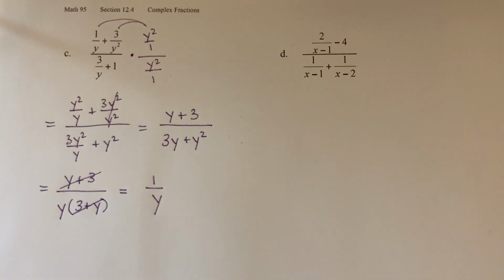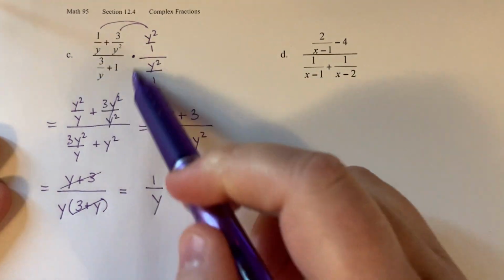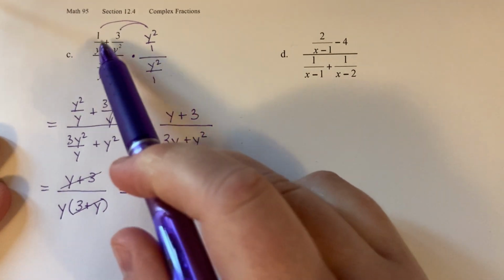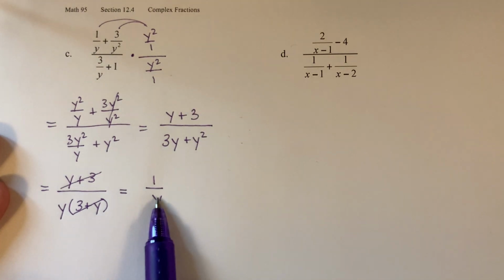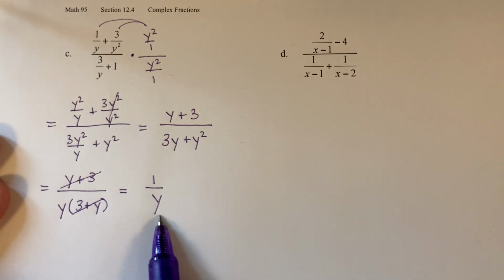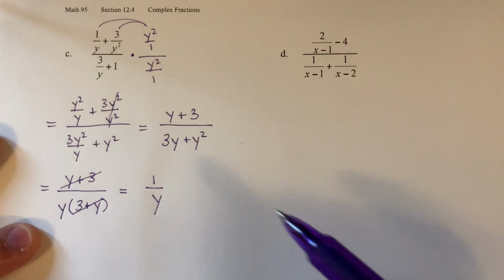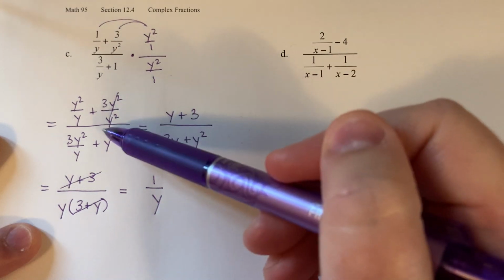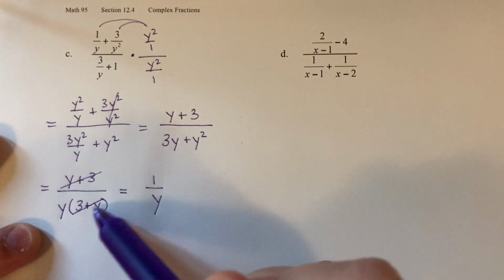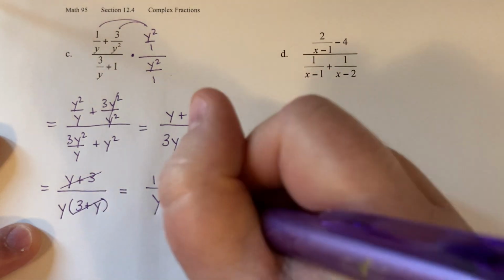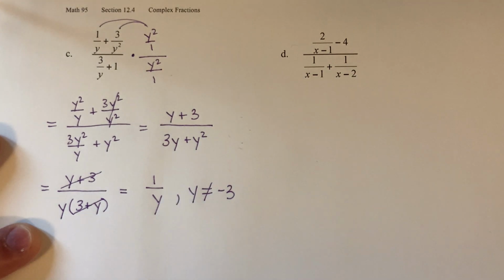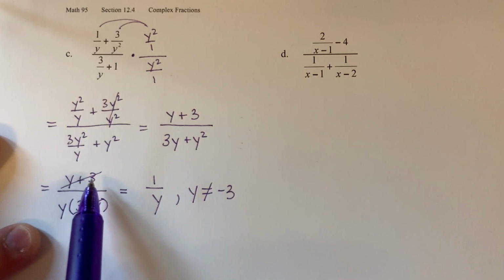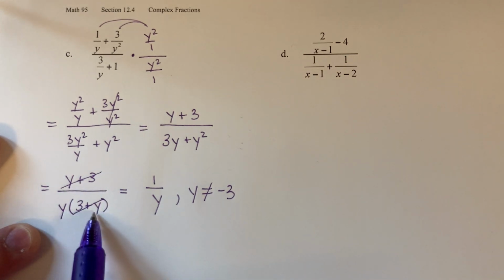with some domain restrictions though. If we look at the original problem, the domain restrictions were that y can't be 0, but that's still in the problem that we have. So y can't be 0 is already stated because 1 over y is the simplified form. But we have to look at what canceled in our work. Here, a y equals 0 canceled, that's fine. But this y plus 3 canceling means that our restricted domain is that y cannot equal negative 3, because that would make y plus 3 in the bottom of this fraction equal to 0.